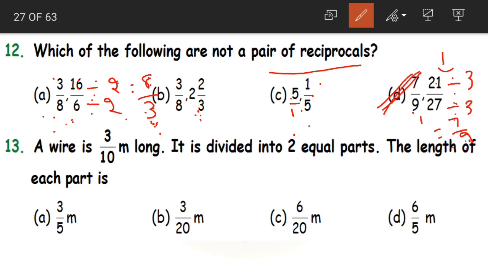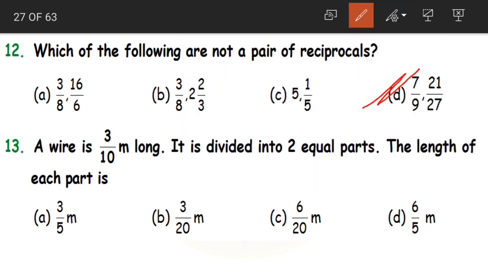Okay students? Or else if you solve this here only, 3 2s are 6 and 6 plus 2 becomes 8. 8 by 3. So 3 by 8 comma 8 by 3, both are a pair of reciprocals. Options A, B, C are a pair of reciprocals. So obviously option D is not a pair of reciprocals. Clear students? Yes. Moving on to question number 13.